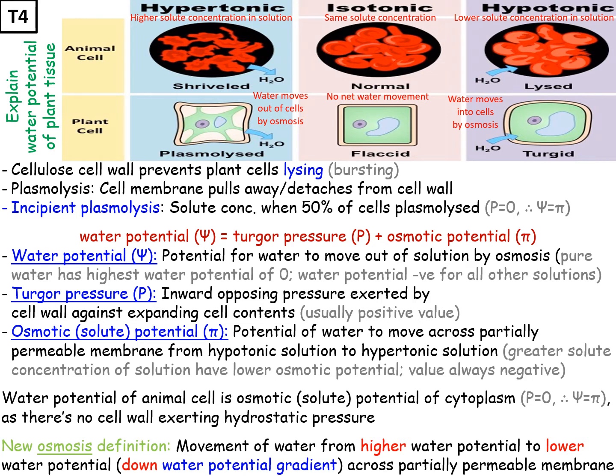Using this, we could have a new osmosis definition for A level, which is the movement of water from a higher water potential to a lower water potential, or down a water potential gradient, across a partially permeable membrane. You should use this definition for exams.